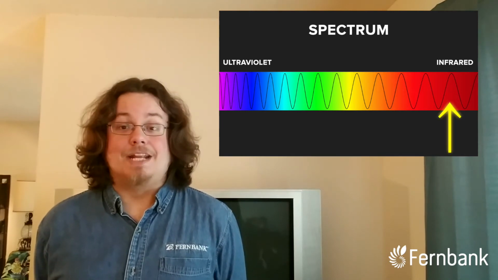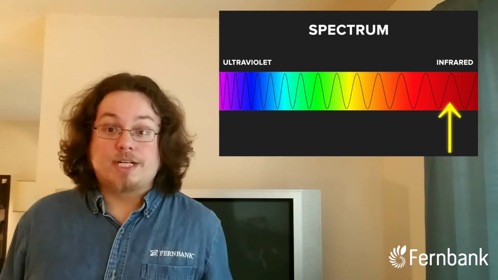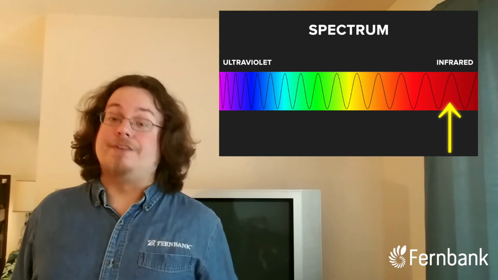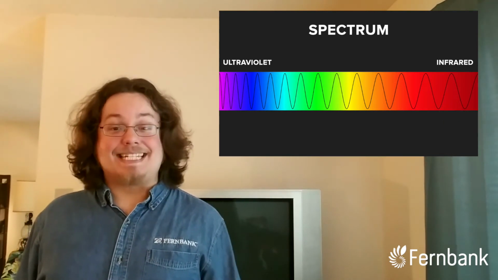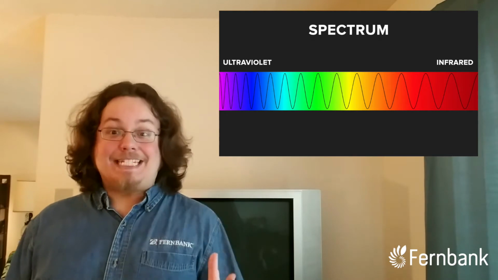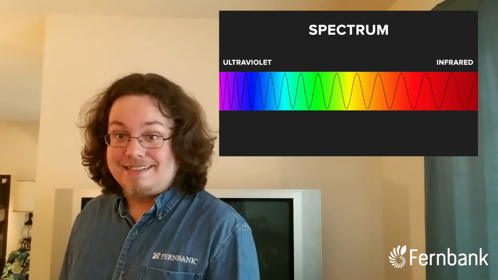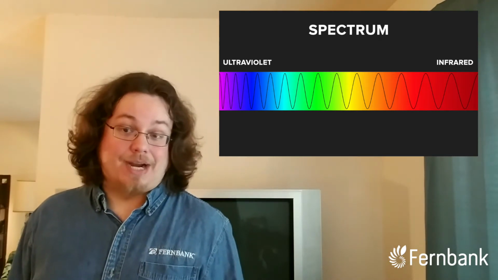We call them infrared. The most common way we interact with infrared light is as heat. That's right, heat is a form of light. Now, another common way we interact with the infrared spectrum is with our TV remotes.